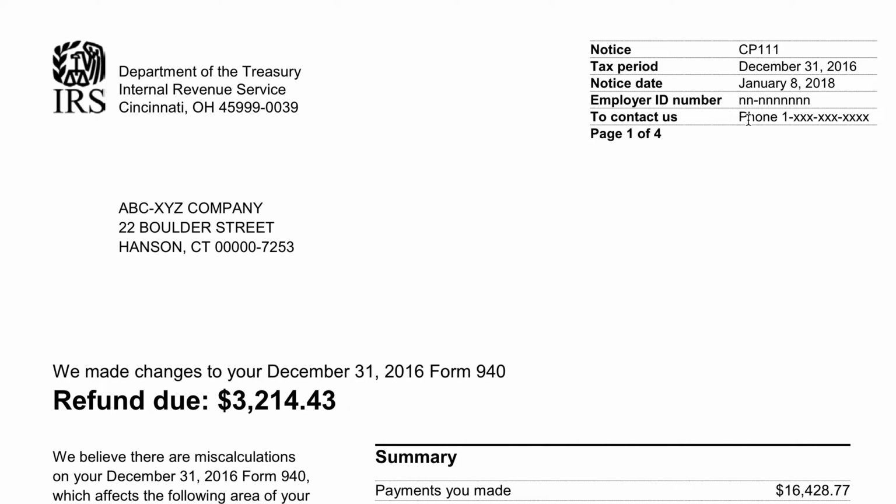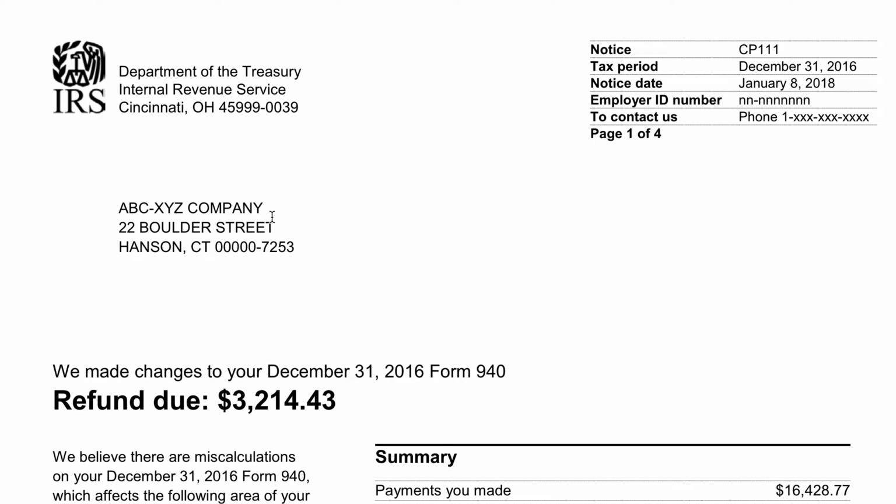Below that is the employer ID number, because this is an employer tax return, a business of some sort, not an individual tax return, followed by a phone number for you to contact the IRS for any follow-up or questions. Over here on the left-hand side is the name and address of the taxpayer in question.